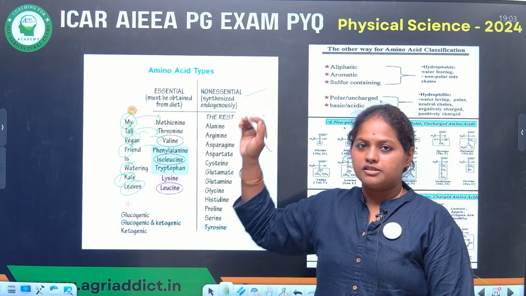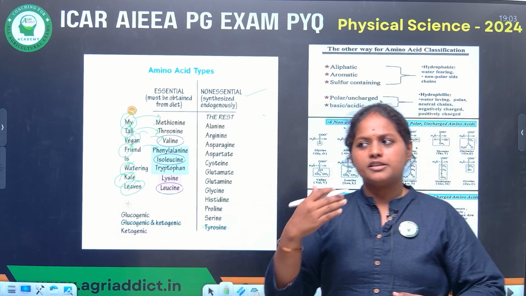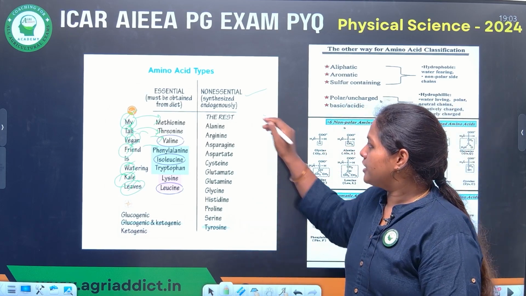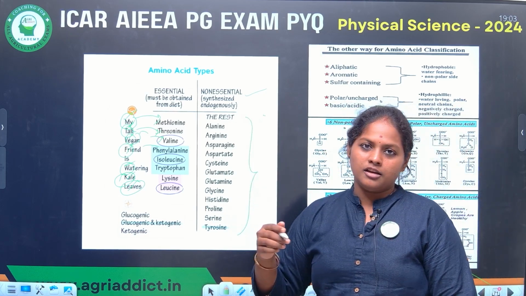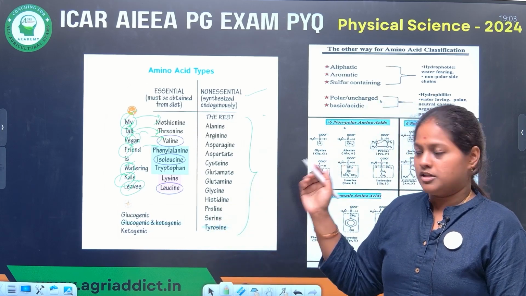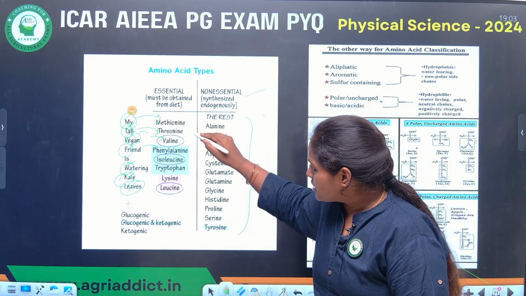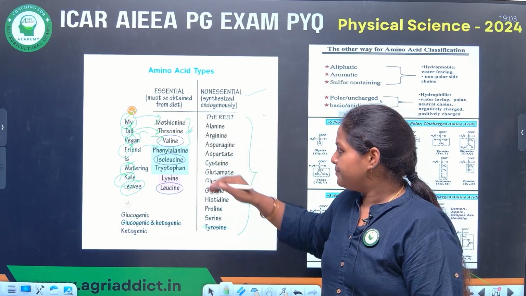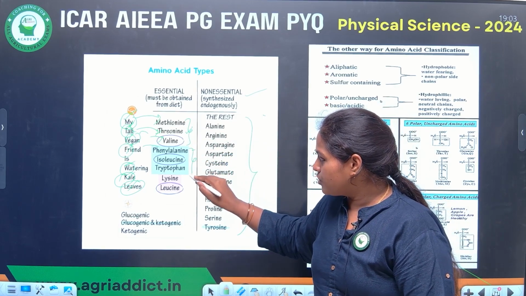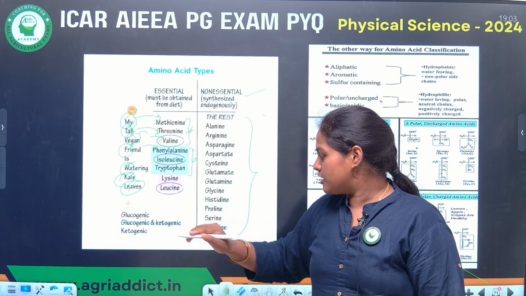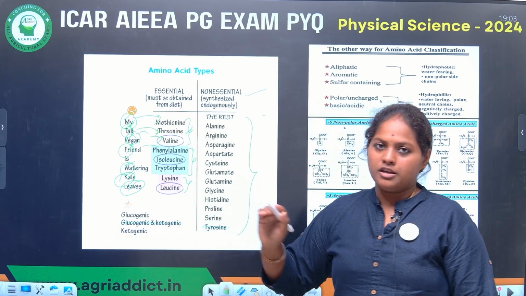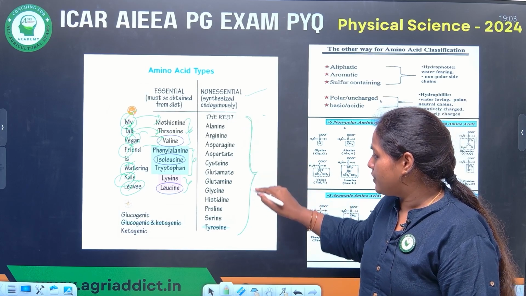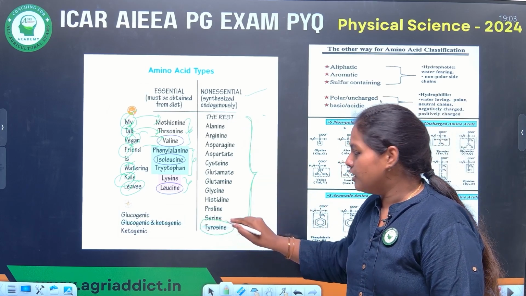Non-essential amino acids are those which are synthesized in our body. There is not much need to be supplied from external source. The rest of the amino acids, whatever they are asking, will come under non-essential amino acids. And the colors highlighted here, these three are glucogenic amino acids, and these are glucogenic and also ketogenic amino acids. These two are ketogenic amino acids, and almost all of the non-essential amino acids except tyrosine are glucogenic amino acids.